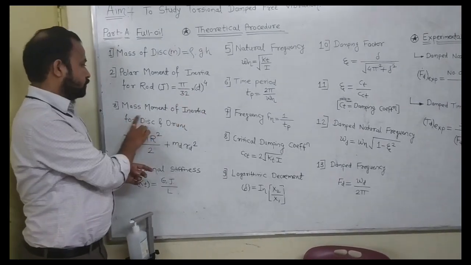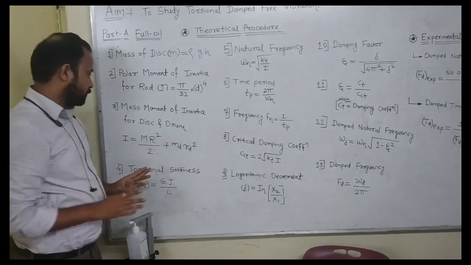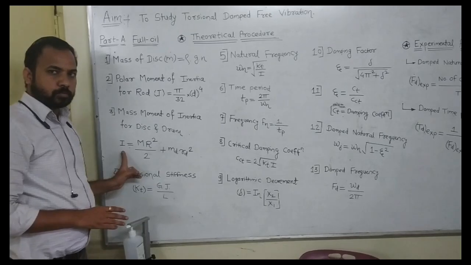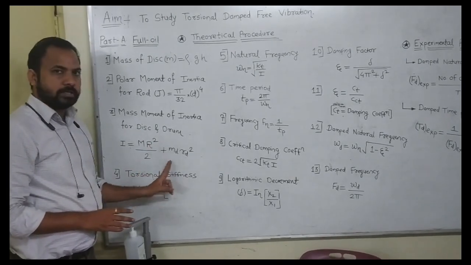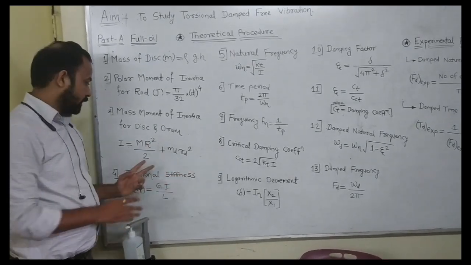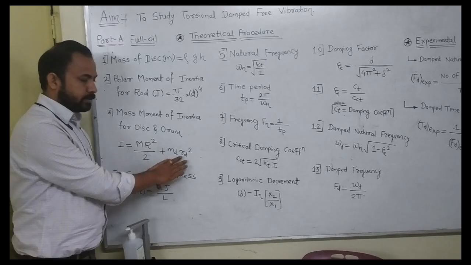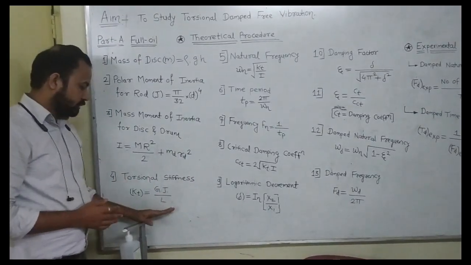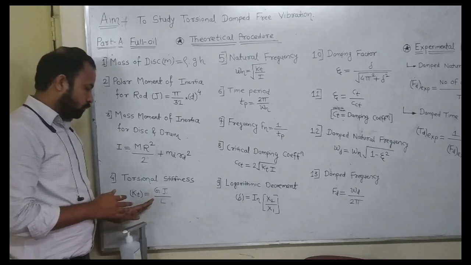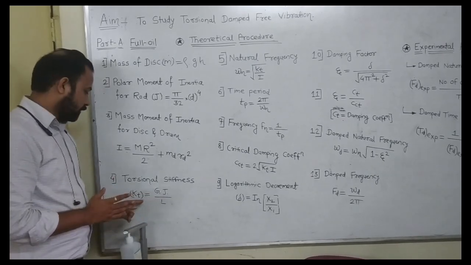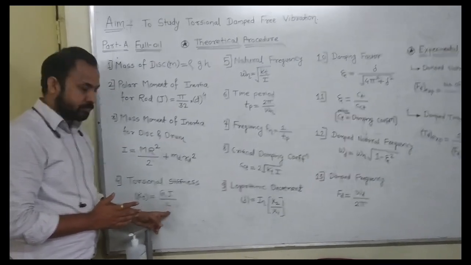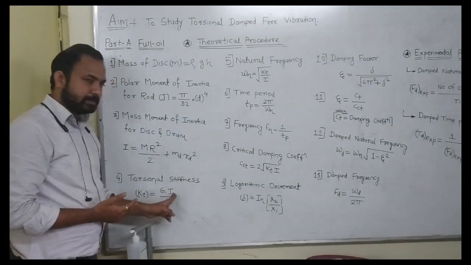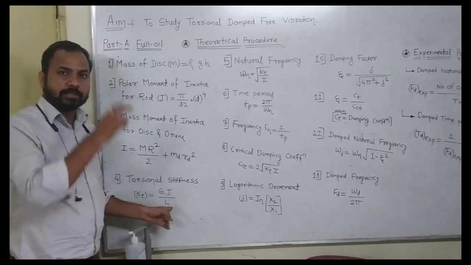The third step is to find the mass moment of inertia for the disc as well as the drum. For the disc I will use the formula m r square by 2, and for the drum m d into r d square. So the final formula becomes m r square by 2 plus m d into r d square. The next step is to find the torsional stiffness, which can be found using the torsion equation, and the final output becomes G into J by L, where G is the modulus of rigidity, J is the polar moment of inertia, and L is the length of the entire shaft.